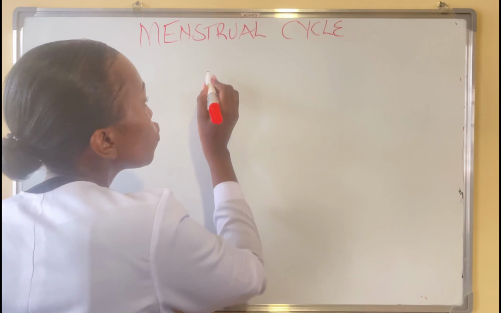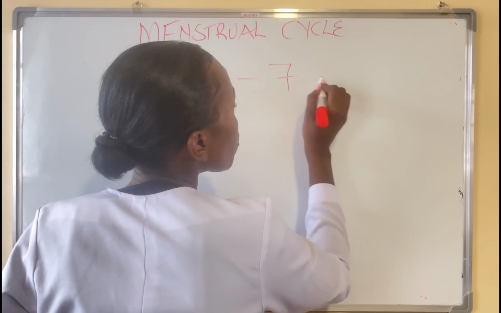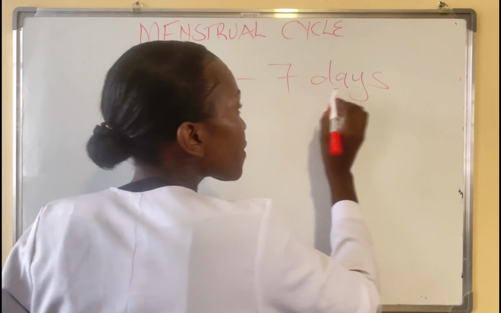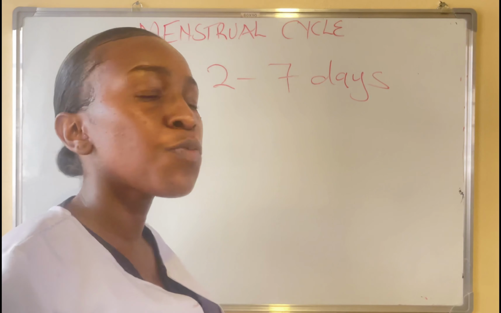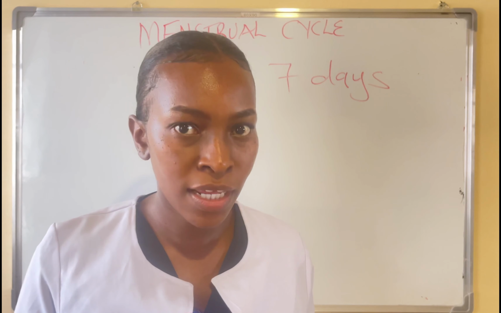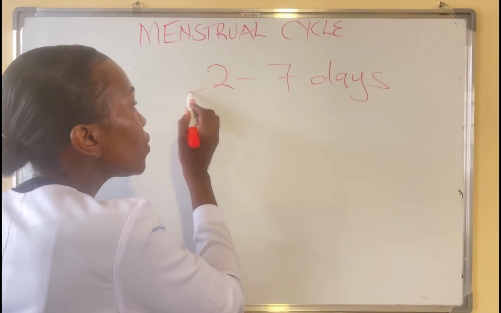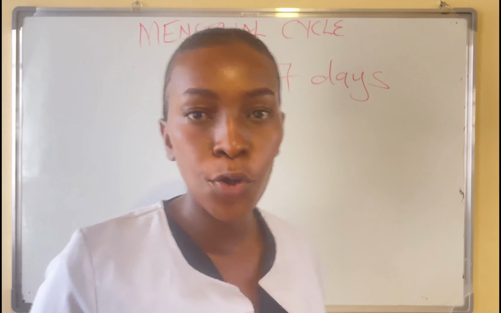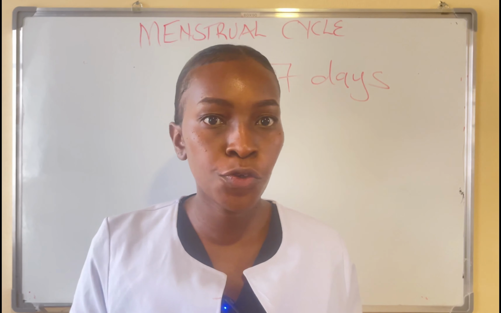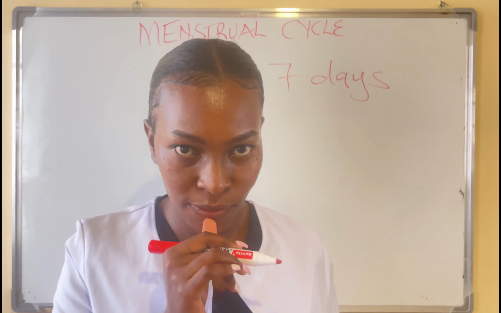A person should receive their periods between 2 to 7 days. Anything above 7, those who receive their periods for 10 days, for 11 days, that is abnormal. Anything less than 2 days is also abnormal. So a person normally should receive their period between 2 to 7 days.